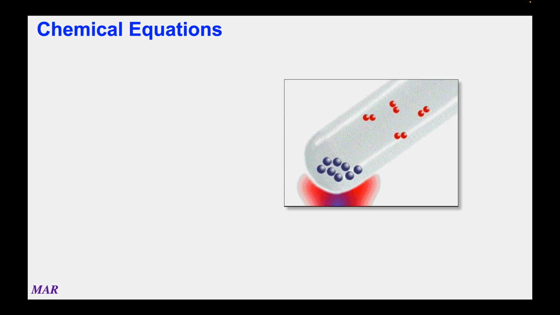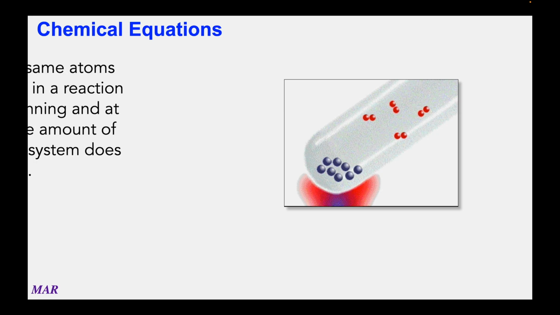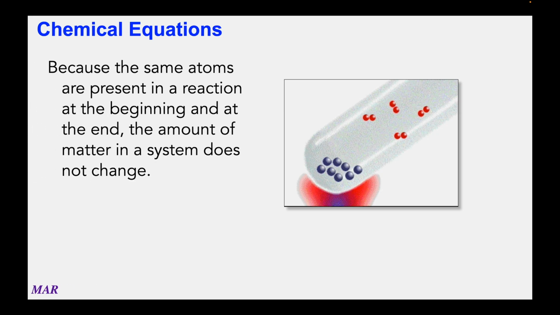This is a reaction that kind of stumped scientists for a while. They took mercury 2 oxide, HgO, heated it up, and in the process, O2 oxygen was liberated and only mercury was left. They had a mass measurement before and after, and afterwards mass had been lost, and that kind of confused scientists for a while until they figured out that it was oxygen. Because the atoms are present in a reaction at the beginning and the end, the overall matter doesn't change.